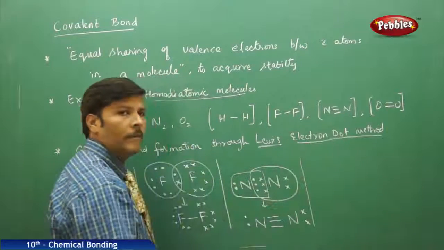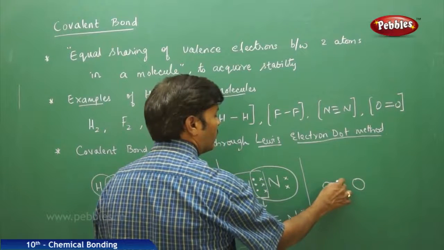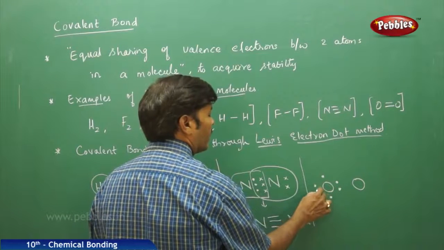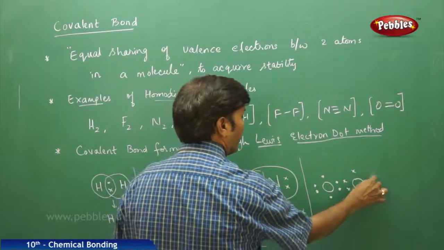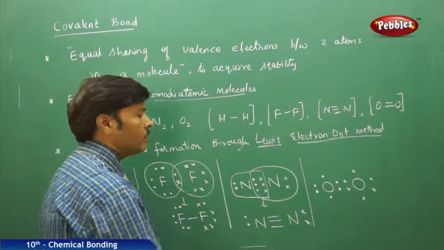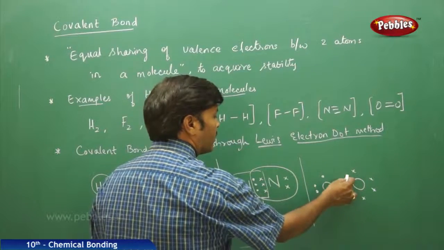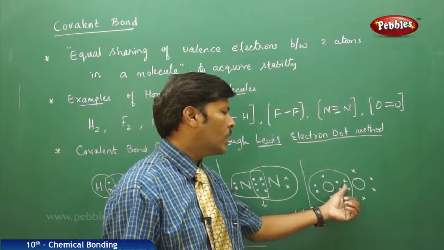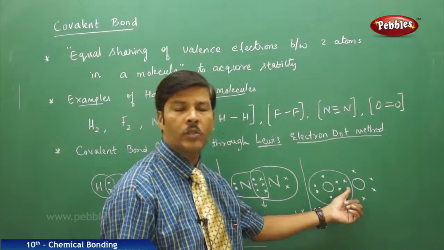Go for the oxygen molecule. There are 2 oxygens. Each oxygen has 6 valence electrons. So 1, 2, 3, 4, 5 and 6, again 1, 2, 3, 4, 5, 6. You can see here that each oxygen is trying to share 2 electrons with one another to acquire the octet stability. So I repeat, each oxygen is trying to share 2 valence electrons with the neighboring oxygen atom.